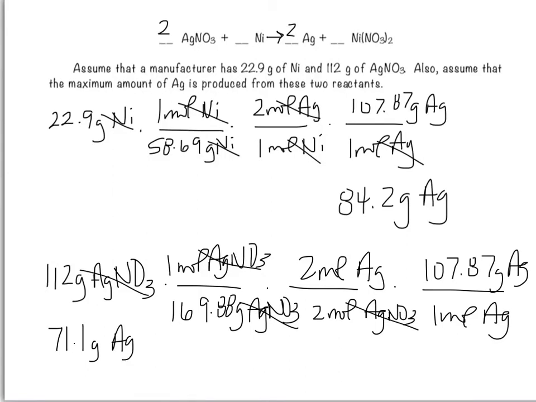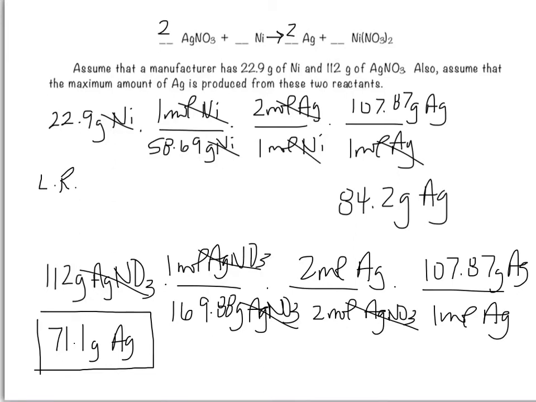And so I look at my two results. If I have this much nickel, I can make 84 grams of silver. If I have this much silver nitrate, I can make 71 grams of silver. So how much silver can you make? It's going to be the lesser of the two. So your answer for part D is going to be 71.1 grams of silver. Now, if you go back to part A, we can answer part A. It's asking, what is the limiting reactant?